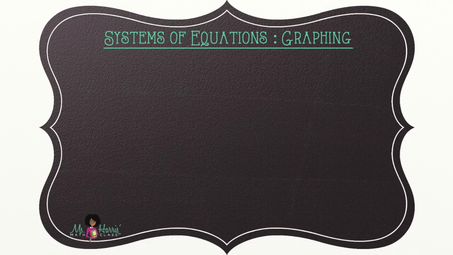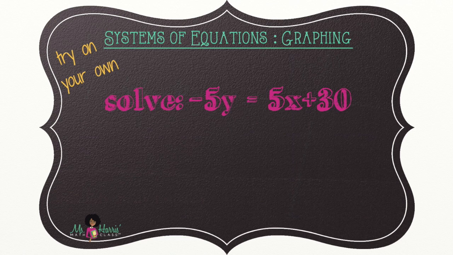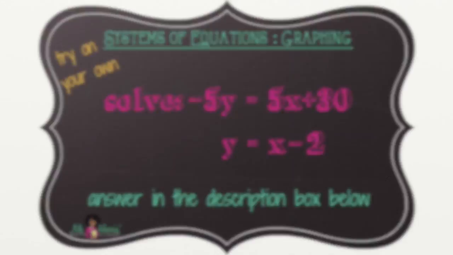I'll leave you with a problem for you to try on your own. Solve the system negative 5y equals 5x plus 30 and y equals x minus 2. The answer is in the description box below.